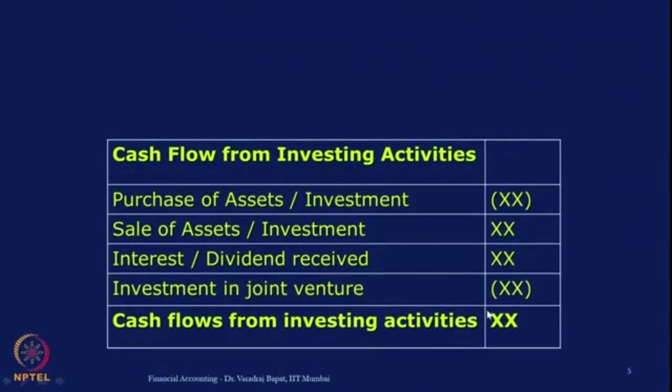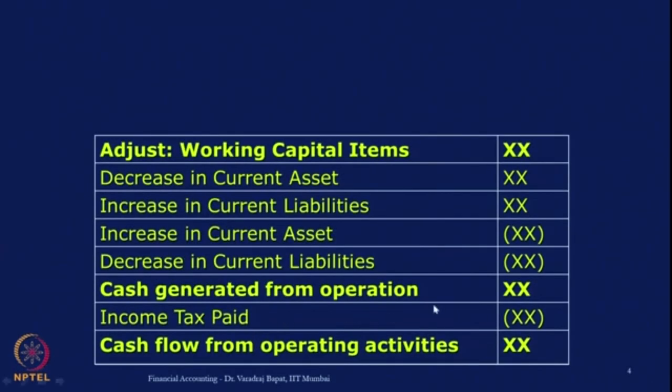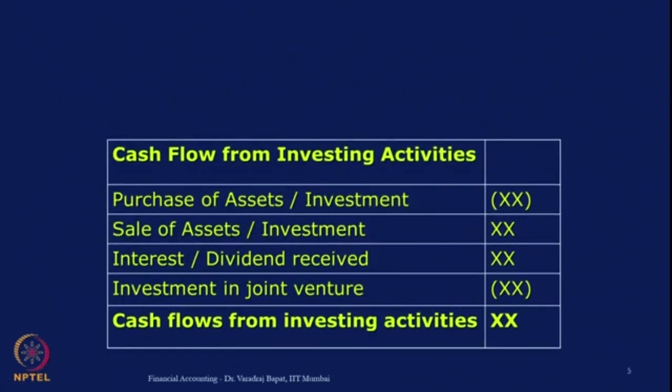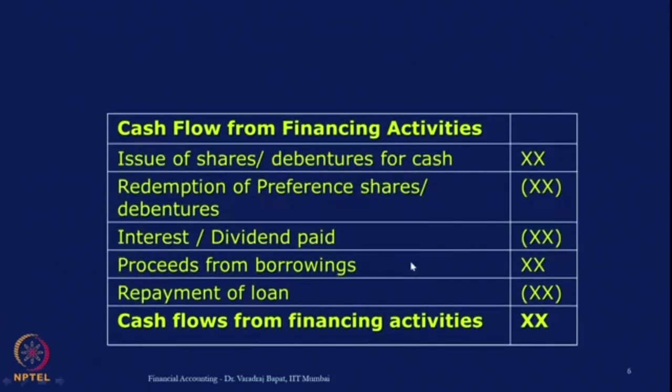Of course, you will now have to reduce the income tax. So, you get cash flow from operating activities. This is the end of the first part of the cash flow statement. Then the second and third are very simple. Now, for cash from investing activity, you have to just list the items. Next is cash from financing activity.